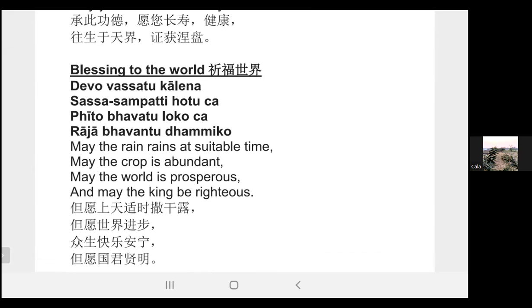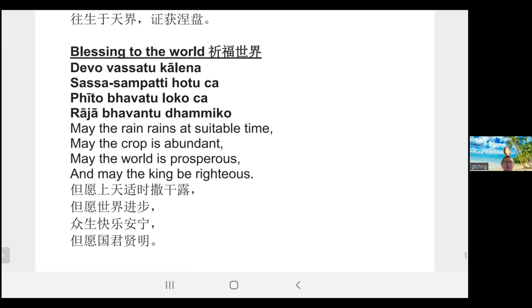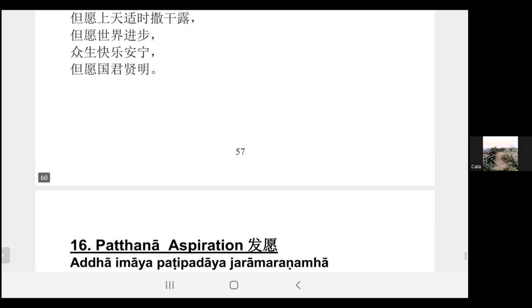Okay, blessing to the world. Devo vasatu kalena sasampati hotu ca itu bhavatu roca raja bhavantu dhamiko. May the rain fall fine. May the crops be abundant. May the world be prosperous. And may the king be righteous. Okay, sadhu, sadhu, sadhu.